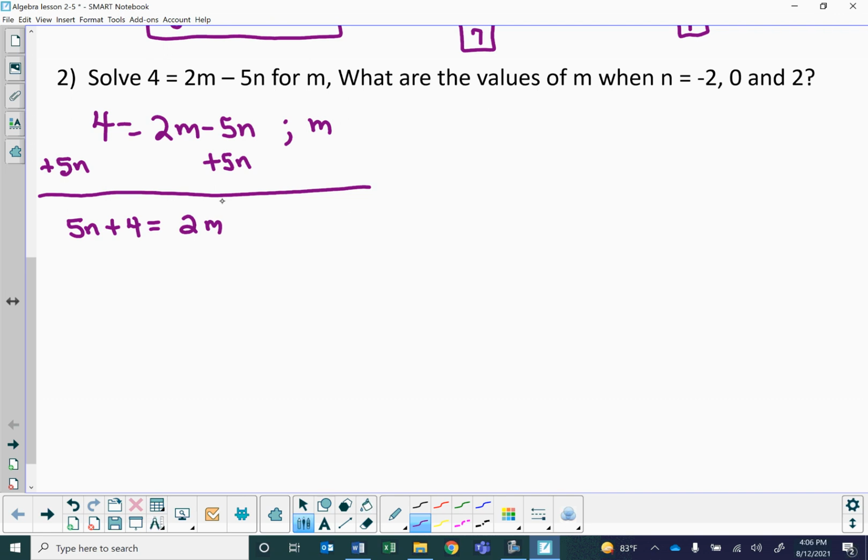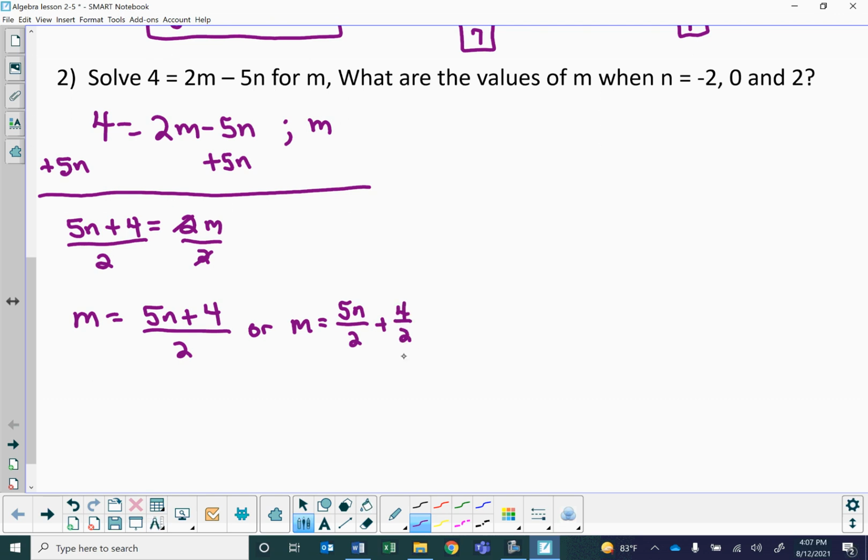Well, I don't want to solve it for 2m. I want to solve it for 1m. So I'm going to divide everything by 2. Okay, now this can be written in 2 different ways. So we've canceled all this out. So m equals 5n plus 4 all over 2, which is the way I actually prefer it. Or you can write it separately: m equals 5n over 2 plus 4 over 2.